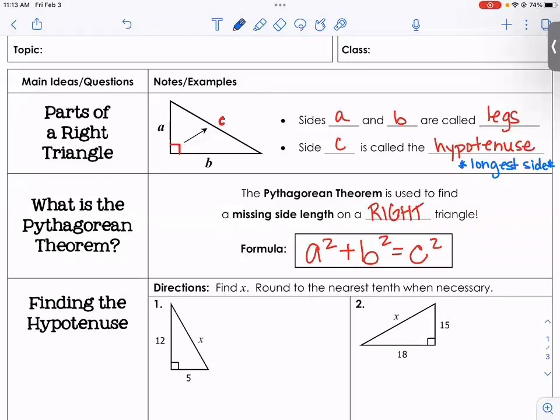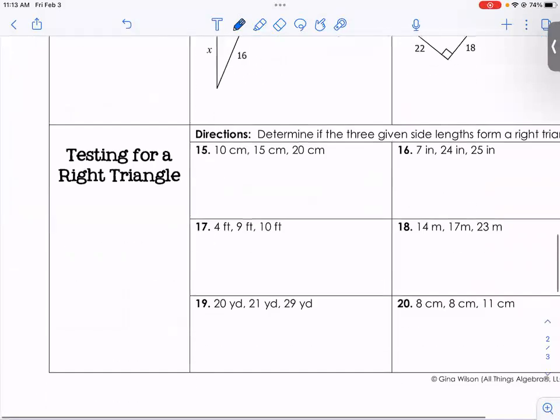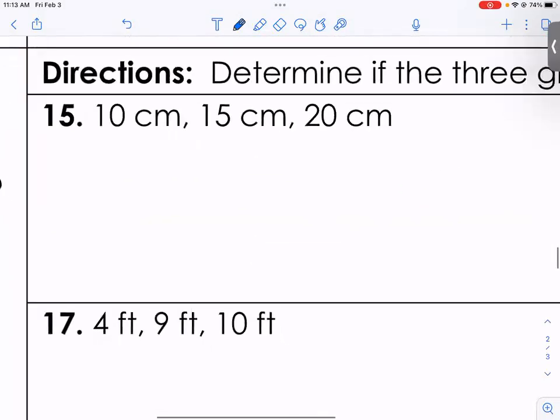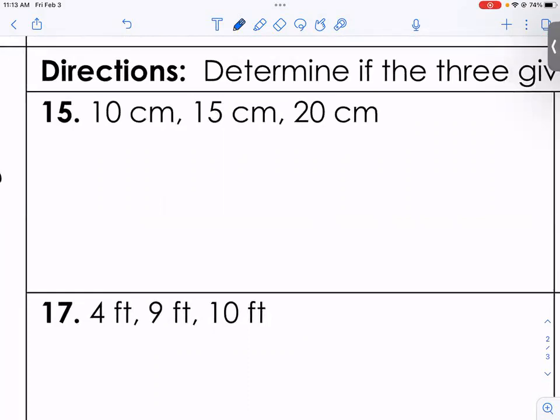What I'd like you to do is look over at page 15. And we're going to look at number 15. Your assignment today is just going to be to decide if a triangle is a right triangle or not. So if we have a right triangle, then a squared plus b squared equals c squared. Brady, which one is going to be C, our hypotenuse? 20. How do you know that? It's so long.